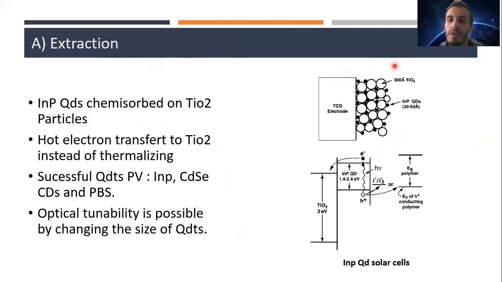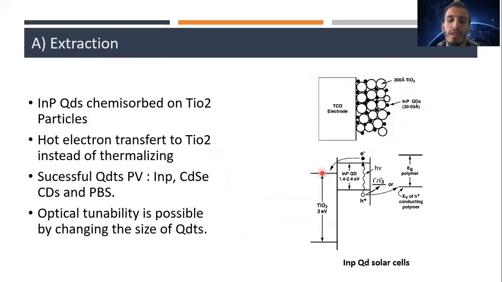So this here represents the quantum dot solar cell. We have indium phosphide quantum dots with about 40 angstrom size, and here is the band gap. These indium phosphide quantum dots are chemisorbed on 300 angstrom TiO2, and here is its band gap.